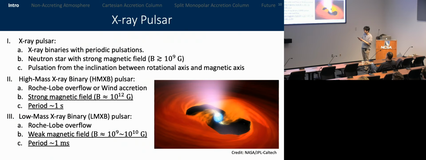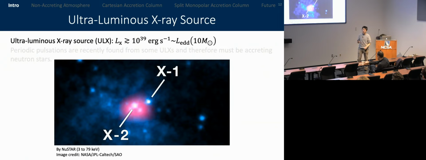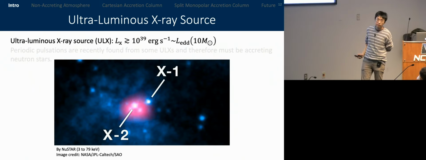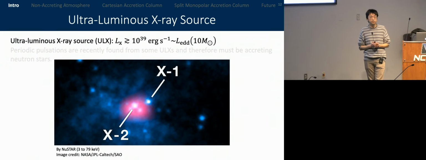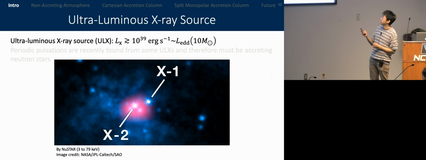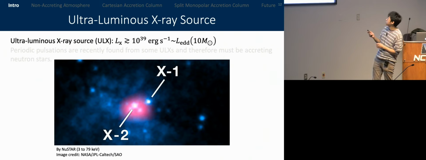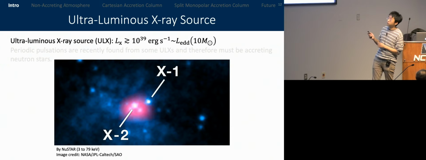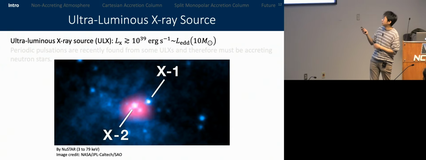Anyway. So the other type of objects that we're interested in is called the ultraluminous X-ray sources. And the classification for these sources is very straightforward. It's based on their X-ray luminosity. So this threshold luminosity corresponds to the Eddington luminosity for 10 solar masses. So it's a 10 solar mass black hole.